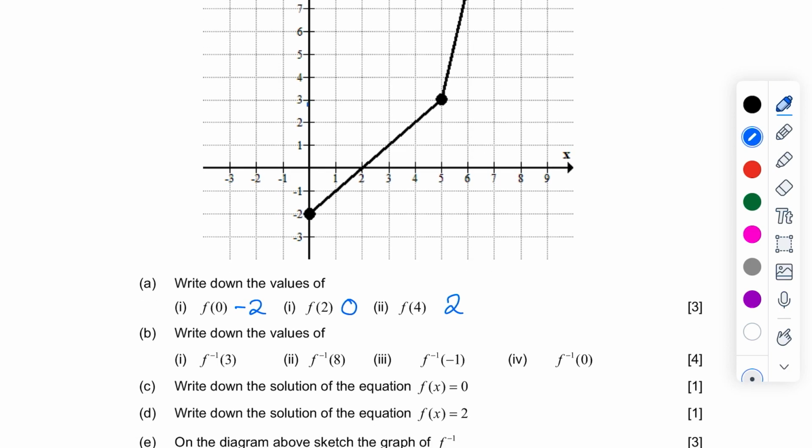When do I get 3 in the f table? It is at 5. When do I get 8 in the f table? At 6. When do I get negative 1 in the f table? At 1. And when do I get 0? You can see from the graph, it is 2.